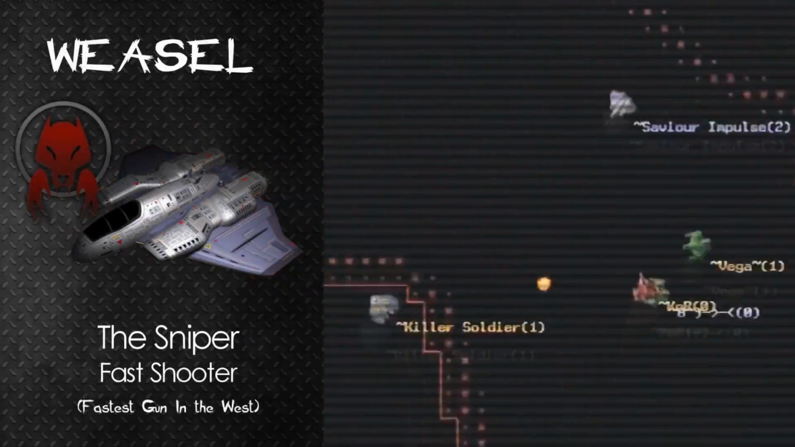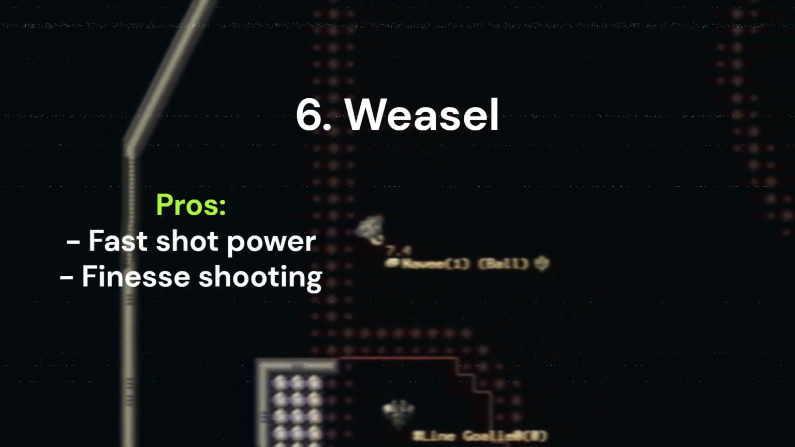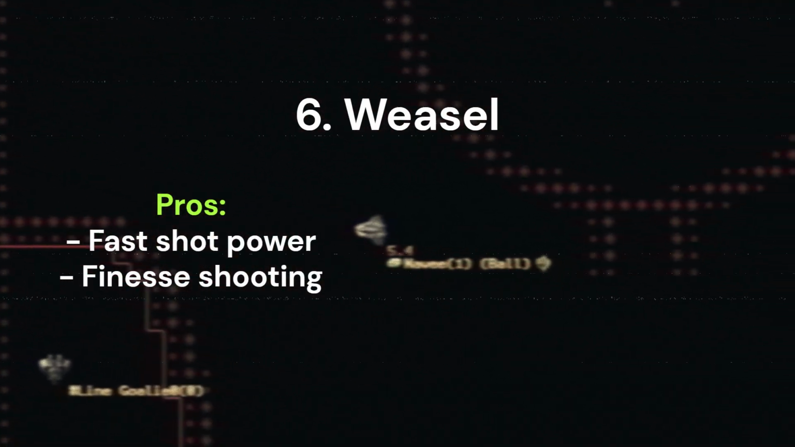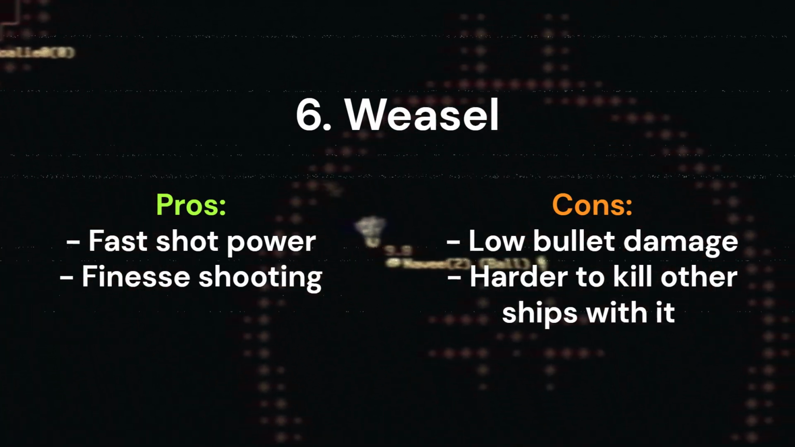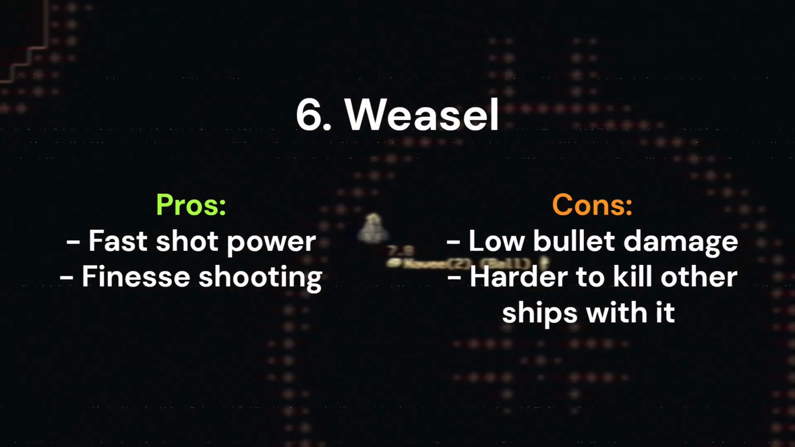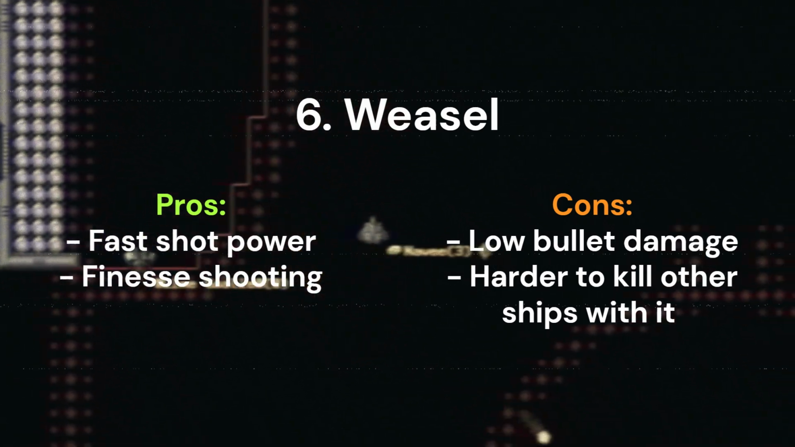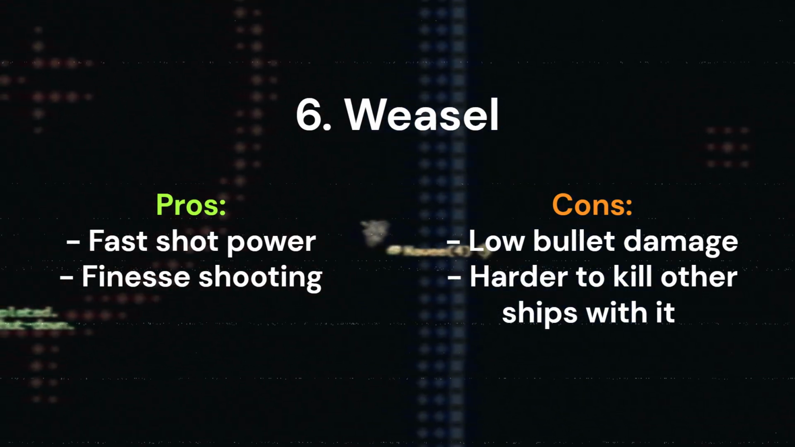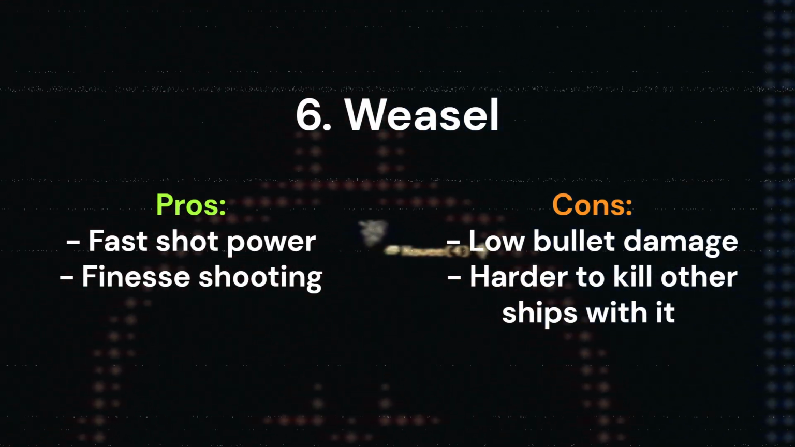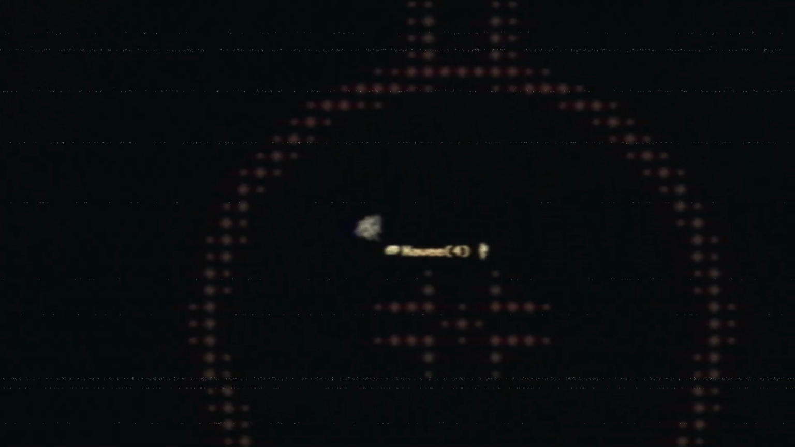Ship number 6 is called the Weasel, and we like to call the Weasel the sniper or the finesse shooter because it has the fastest shot speed, but it's weak when it comes to shooting bullets and checking other ships. So as a Weasel, you won't get to kill other ships that much, right? But if you like shooting, if you like being a forward or a striker, the Weasel will definitely give you that advantage.